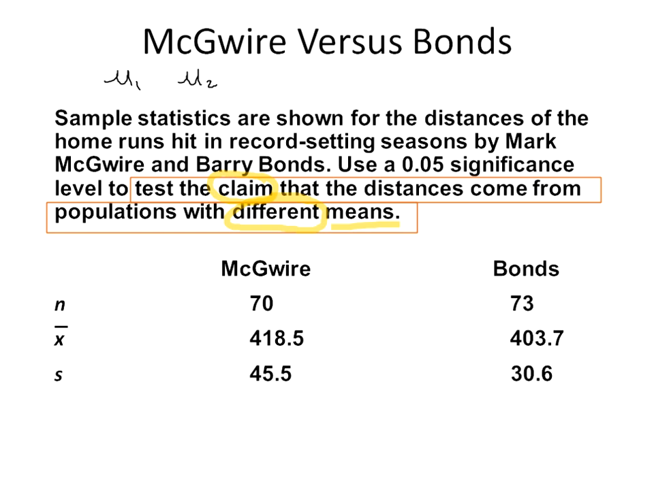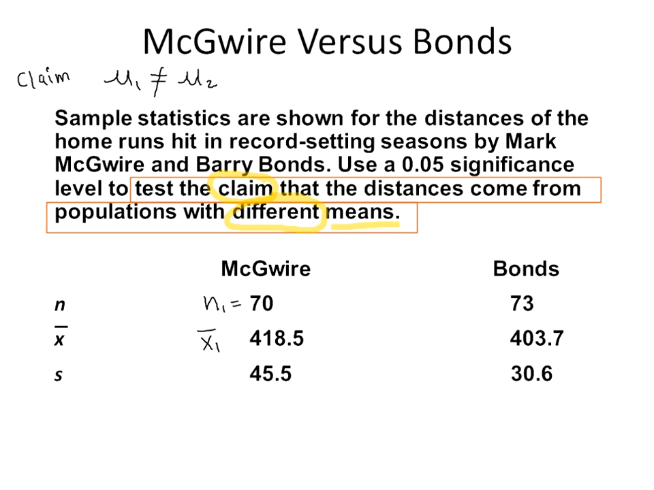Because we have two groups and we have a mean for each group. If they're different, there's going to be a not equal to symbol in between them. And that is our claim. Okay, so we have 70 hits for McGuire, so that's our n1.